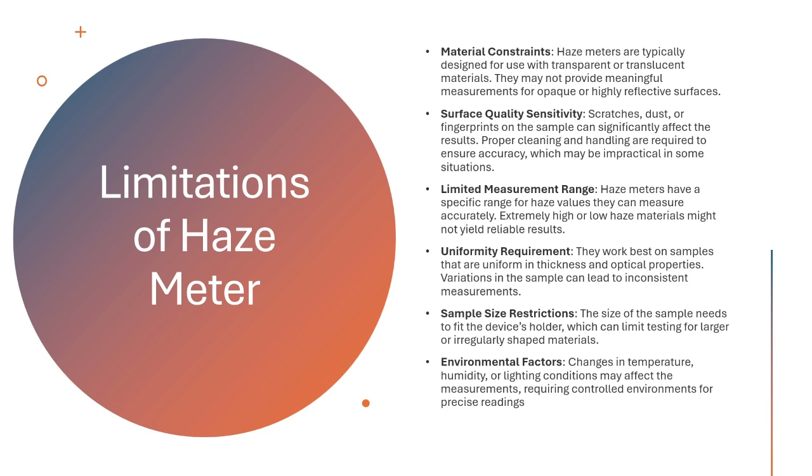Sample size restrictions: the sample needs to fit the device holder, which can limit testing of large, irregularly shaped materials. Other environmental factors such as temperature, humidity, and lighting conditions may also affect the overall results of the sample experimenting through the haze meter.